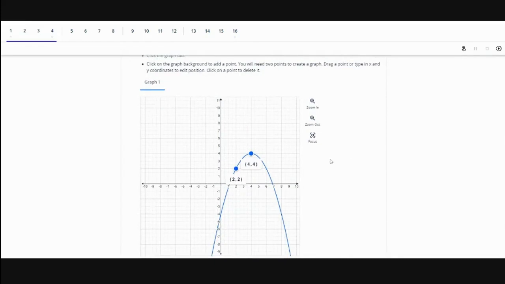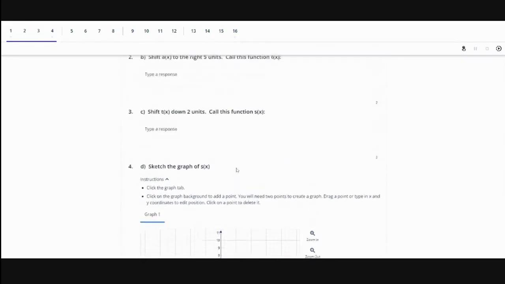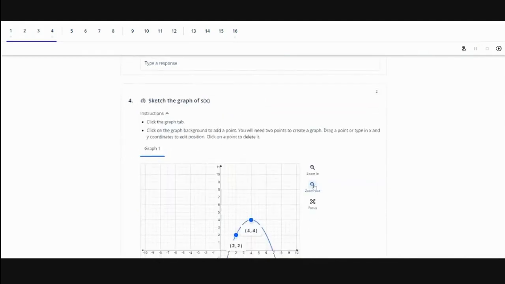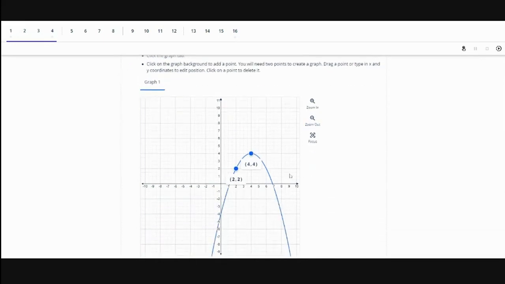So you need 2 points. One is the vertex and then any other point. So substitute, get your vertex and any other point. And your vertex is (h, k). Whatever your h and k are is your vertex. Remember that. So graph it right there.